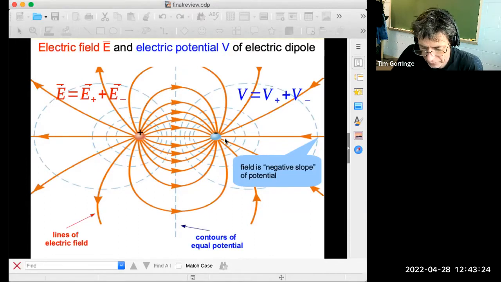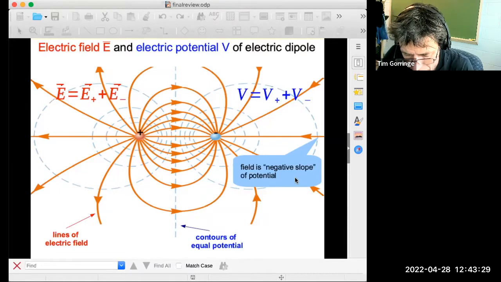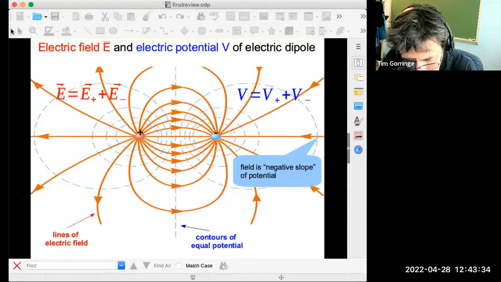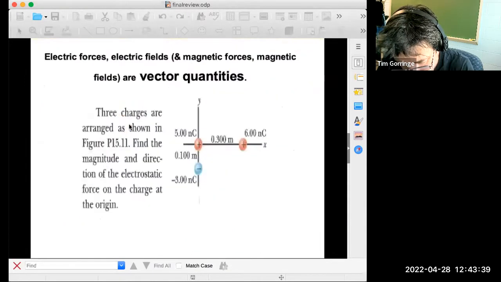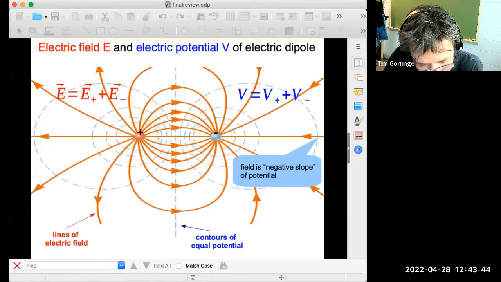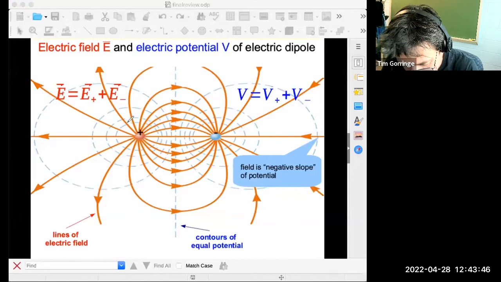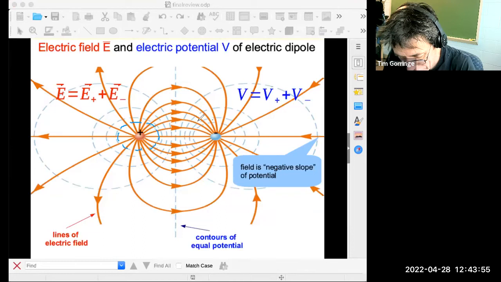The electrical potential, as I said, we describe with contours of electrical potential. And so you can see these contours in this sketch here. Here's a contour of electrical potential around the positive charge. Here's a contour of electrical potential around the negative charge.